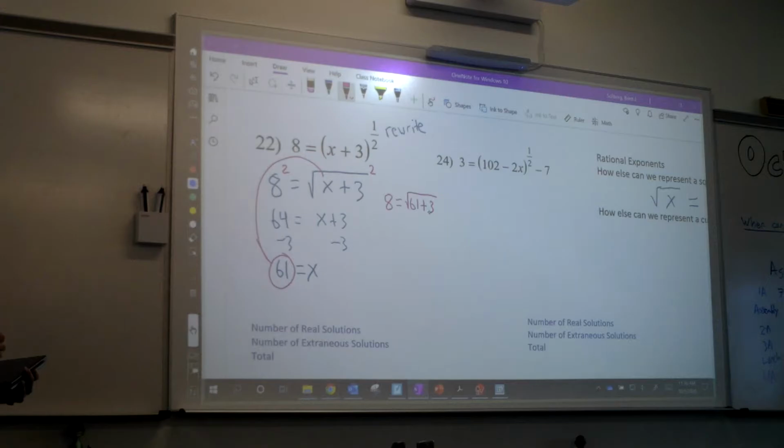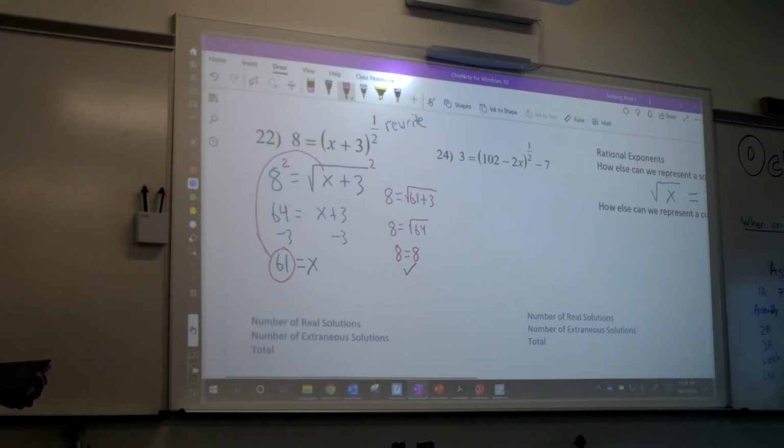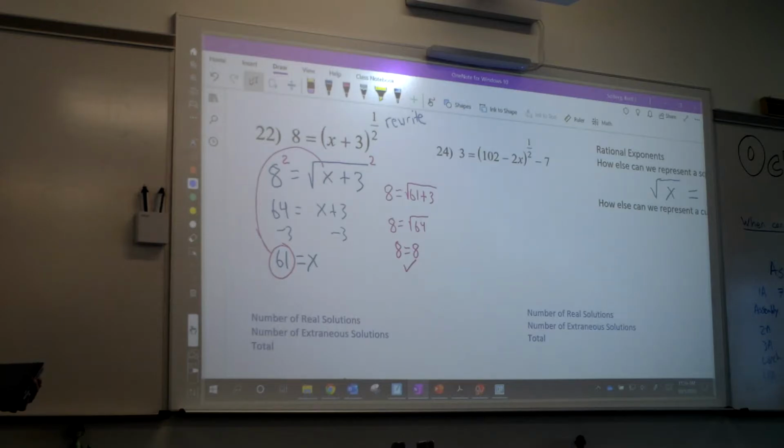Guys, what is 61 plus 3? And what is the square root of 64? That's a true statement, so it tells us 61 is a real solution. So I'm going to come down to this chart right here. How many real solutions did we have? How many extraneous solutions did we have? And then for total, you just add those up. 1 plus 0 is 1. And there we go. That's how we handle the 1/2 power. It's just a square root, right? Let's do another example here.